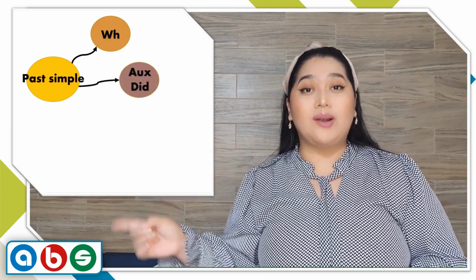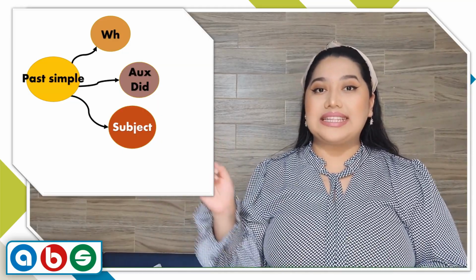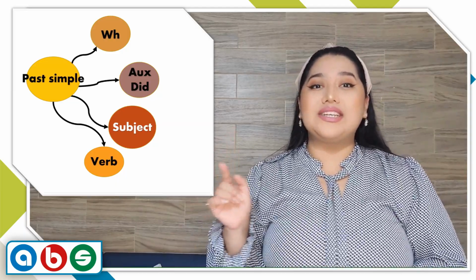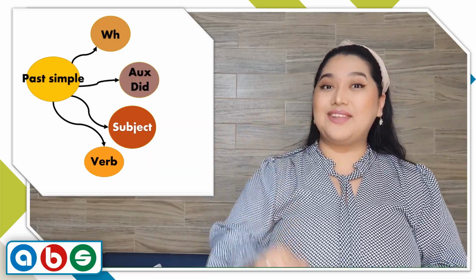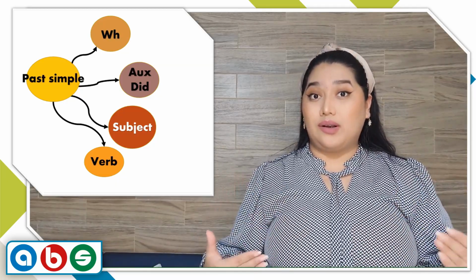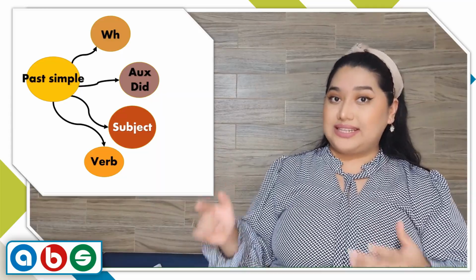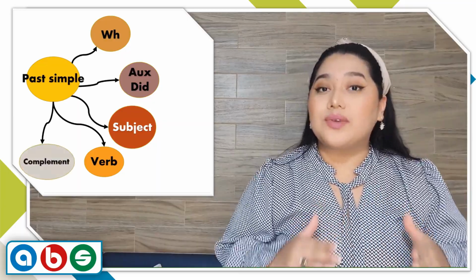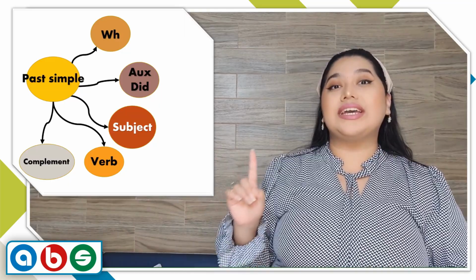So a what word, then the auxiliary did, and after that a verb. For example, what did you, and then the verb do. So what did you do? We have the what word, the auxiliary did, the subject, and the verb, in this case the verb do. Please don't forget to use the verb in base form. Again, question word, auxiliary did, the subject, it could be a noun or a pronoun, and then a verb. Always use the verb in base form. And finally, a complement, like, what did you do yesterday morning?